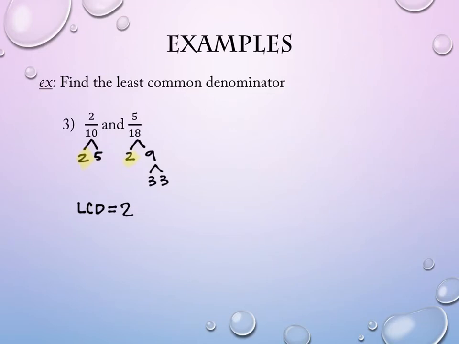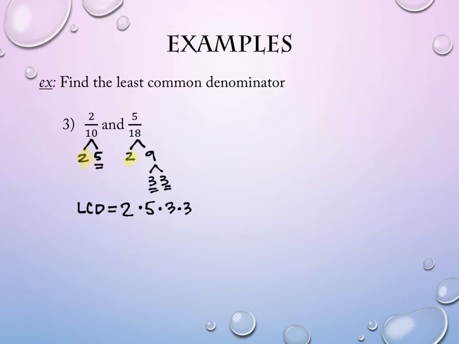Now, if I stopped there, I wouldn't have the least common denominator yet, but I would have the greatest common factor on this one. Right? It's the biggest number that divides both the numbers. To get the least common denominator, I need to pick up all the leftovers now, which includes a 5, and it includes a couple of 3s.